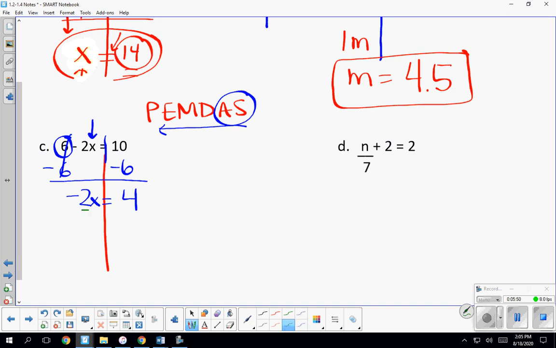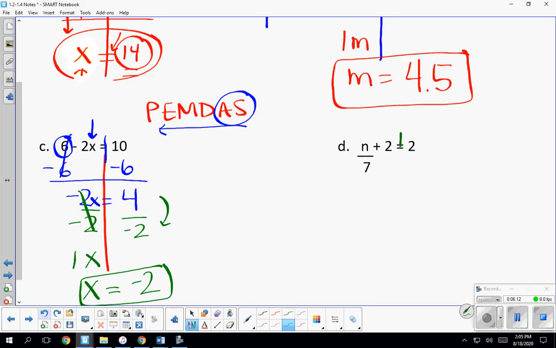Now the operation we have left is multiplication. We undo multiplication with division. So we're going to divide by negative 2. Negative 2 goes into itself once, and we're left with 1x, which is just x. And 4 divided by negative 2 is negative 2.